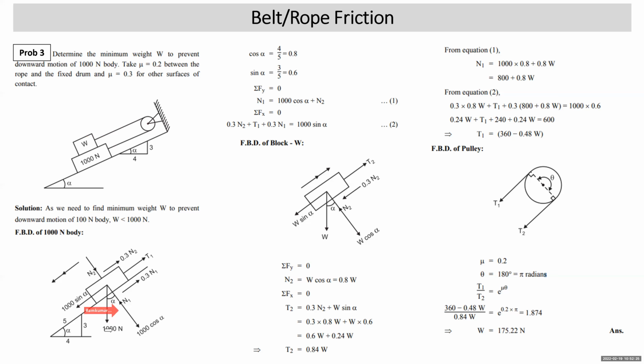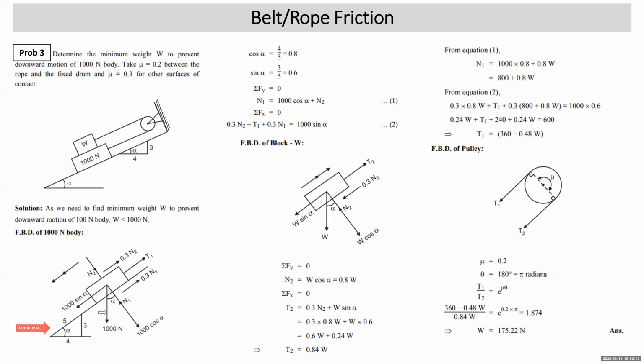Based on that, we have resolved the weight. Normal to the plane component is 1000 cos alpha, along the plane 1000 sin alpha. Here we can write cos and sin. It is given to you 3, 4, so this will be 5. So tan alpha is 3 by 4, cos alpha is 4 by 5, sin alpha is 3 by 5.